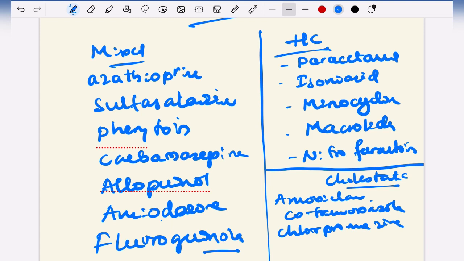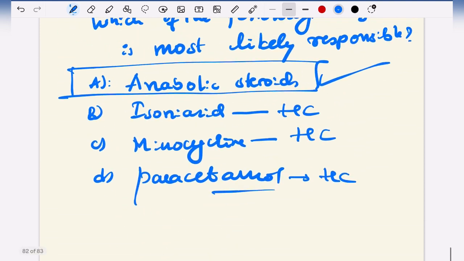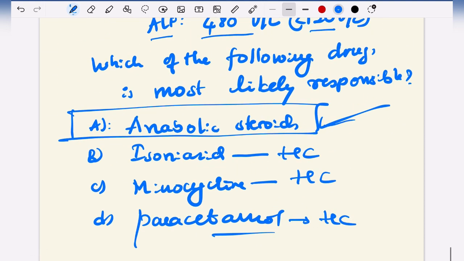In this, the question mentioned cholestatic pattern. So your cholestatic pattern is caused by which drug? One more thing that I have forgotten here is anabolic steroid. Since it is mentioned in the question, I didn't write it here. So anabolic steroids will cause cholestatic. Paracetamol, isoniazid, minocycline will cause hepatocellular. So the answer for this question is anabolic steroids.